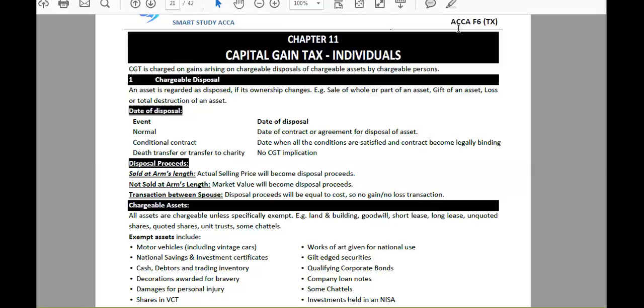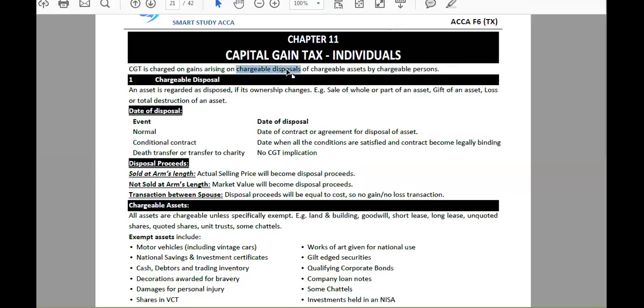So today we are going to start capital gains tax. This is the first area of our syllabus. Capital gains tax will arise whenever there is a chargeable disposal of chargeable assets by a chargeable person. Whenever there is a chargeable disposal of chargeable assets by a chargeable person, we are going to pay capital gains tax. So we will discuss all these terms in detail.